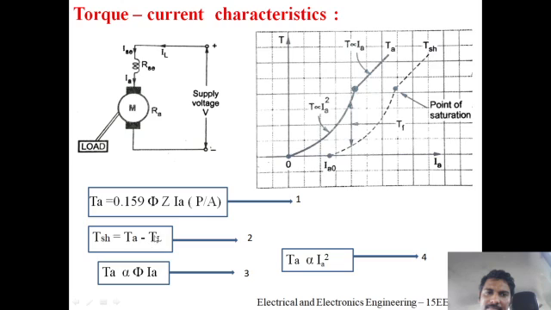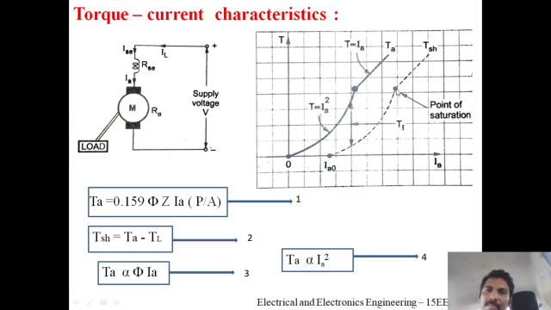Therefore, as the load increases, IL increases. Because of that ISC and IA, which come in series, also increase. As IA increases, the armature current, which is directly proportional to torque, gets increased. If you come to equation 2, as torque increases, TL is constant. Therefore, my TSH increases. TSH increases parabolically, square times.